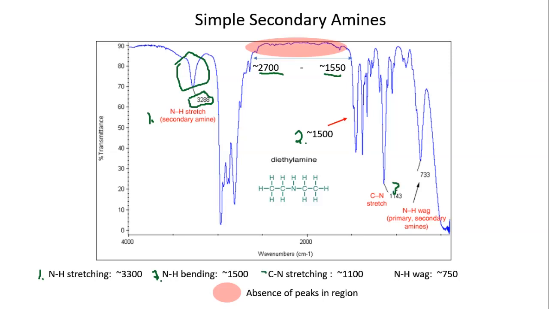the CN stretching. So what you want to do, when you're doing the question, is look at your unknown spectrum and see, does it have these peaks in it? So if it has one peak at 3300, nothing between 2700 and 1550, something around 1500, something around 1150, something around 733, that's going to tell you it's a secondary amine. So you need to choose which one of those is a secondary amine. And then we also have our NH wag, which is our fourth important peak.